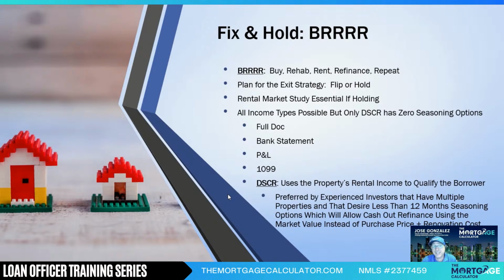If the investor desires less than 12 months seasoning on title, the only option that's going to allow that is the DSCR. Otherwise, if they go with any of these other options that have 12 months seasoning on title, and they want to refinance with less than 12 months seasoning on title, the appraised value is going to be the purchase price plus renovations, instead of the market value that you get when it's a no seasoning option.